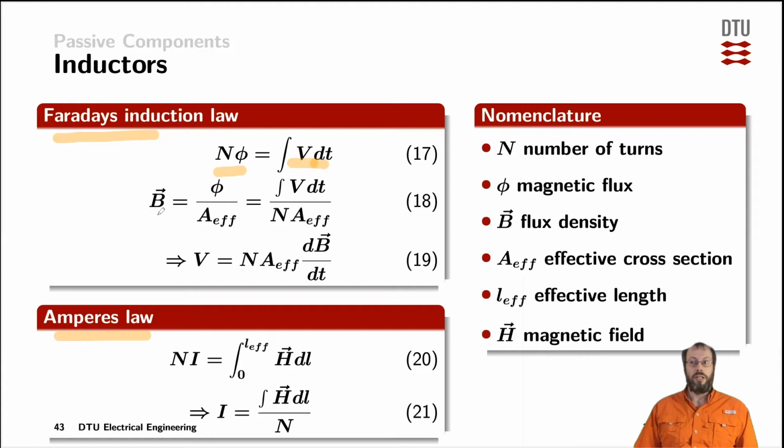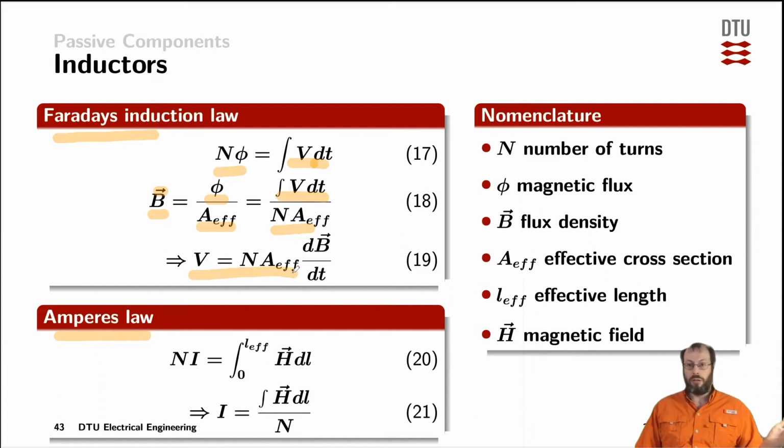And the definition of the magnetic flux density, B, which is a vector, therefore the arrow on top of it, is the magnetic flux, as every density is related to a geometrical size. And here the effective area is the effective cross-section of the magnetic field. Putting in equation 17 from above, we have the integral of voltage over time up here, and we divide by N and the effective cross-section of that magnetic field. Rearranging it, we get the voltage out of Faraday's induction law, which looks like equation 19 here.